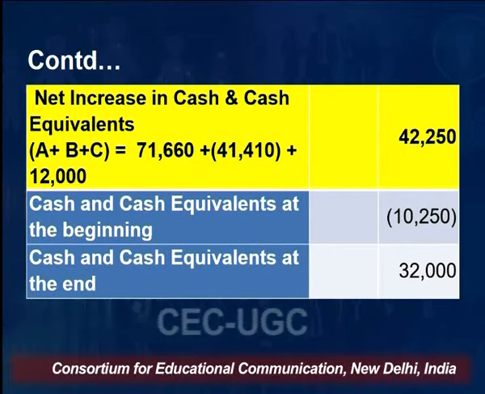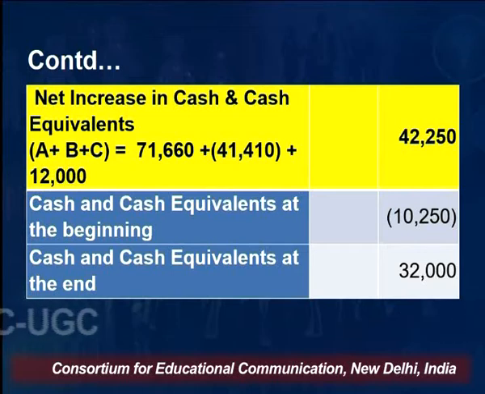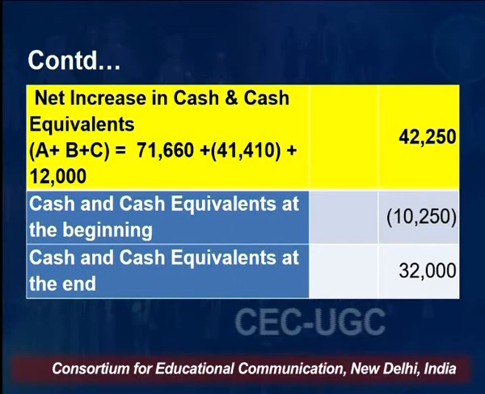And here what we'll do, we'll add cash and cash equivalent in the beginning. And as I told you, what you have to do, you have to take up the bank balance which is given in the balance sheet on the asset side and subtract bank OD out of it, and that has given us a negative value here, that is 10,250. After adding it, we have got cash and cash equivalents at the end, that is rupees 32,000.